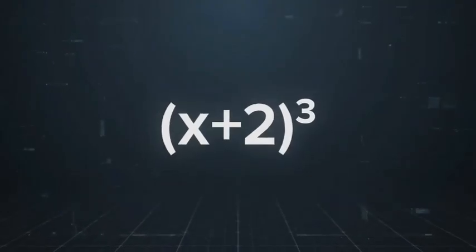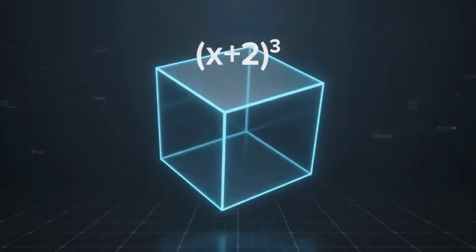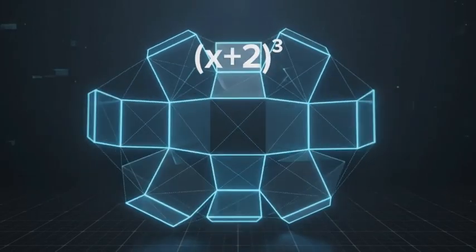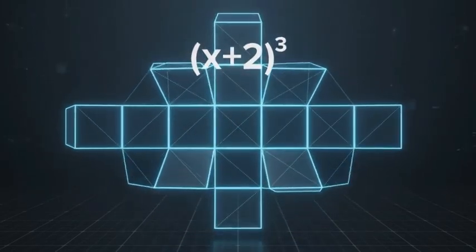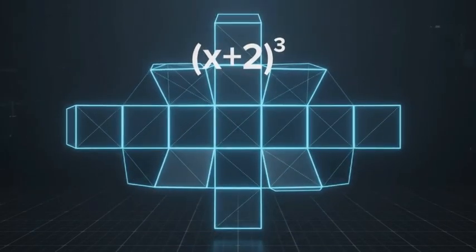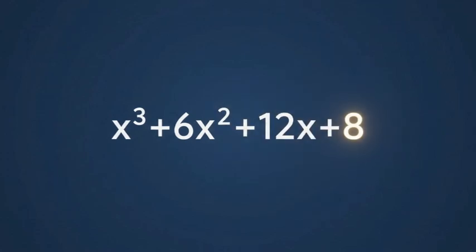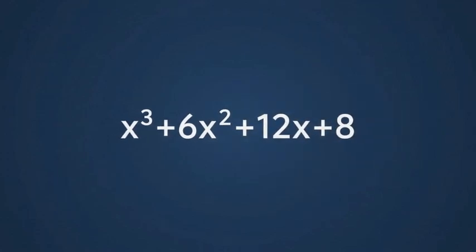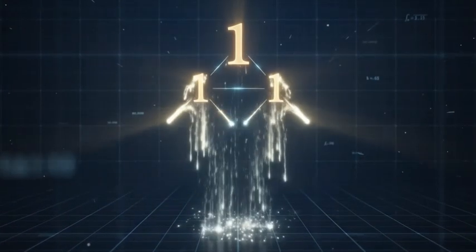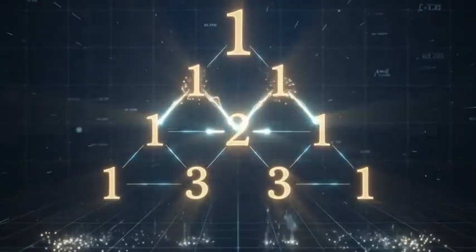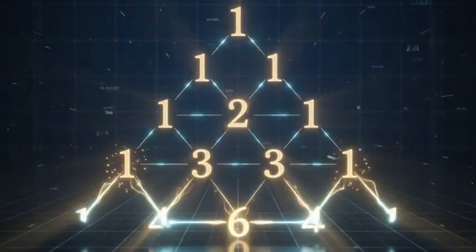For powers of 3, repeated multiplication becomes longer, so mathematicians often use coefficient patterns instead. The expansion becomes x cubed plus 6x squared plus 12x plus 8. These coefficients come from Pascal's triangle, one of the most useful tools in binomial expansion.